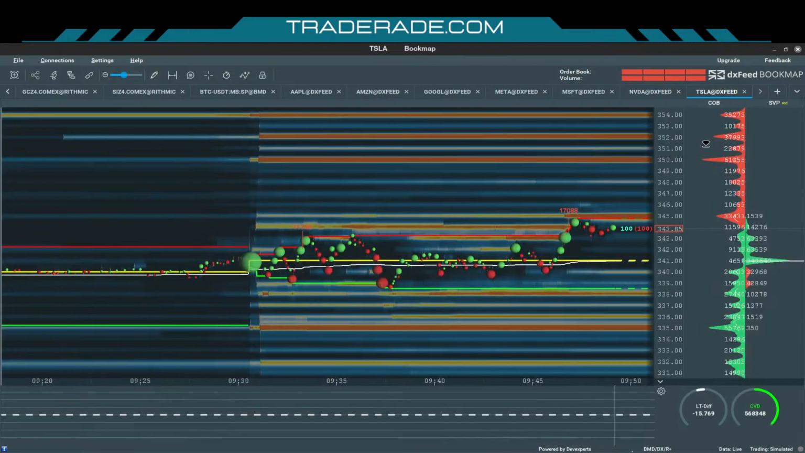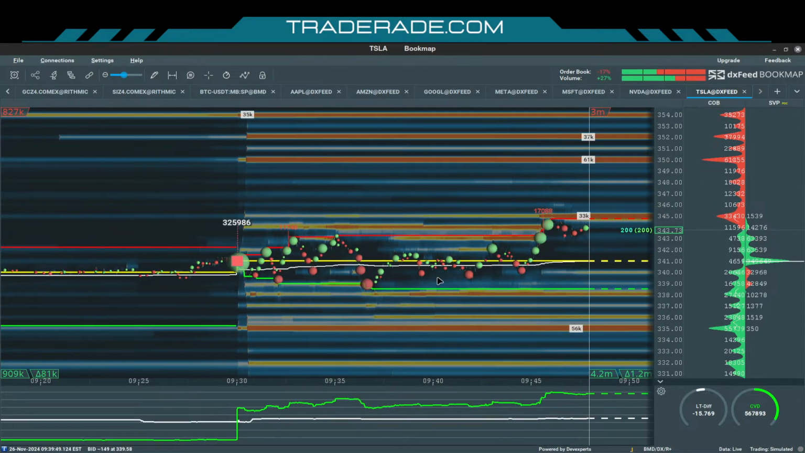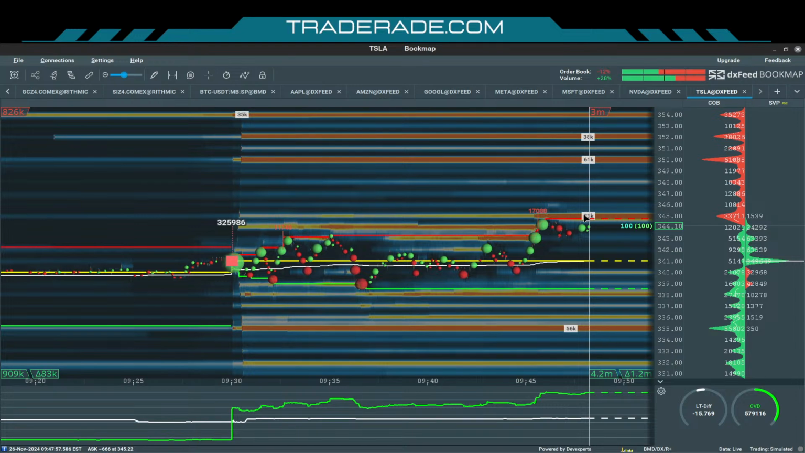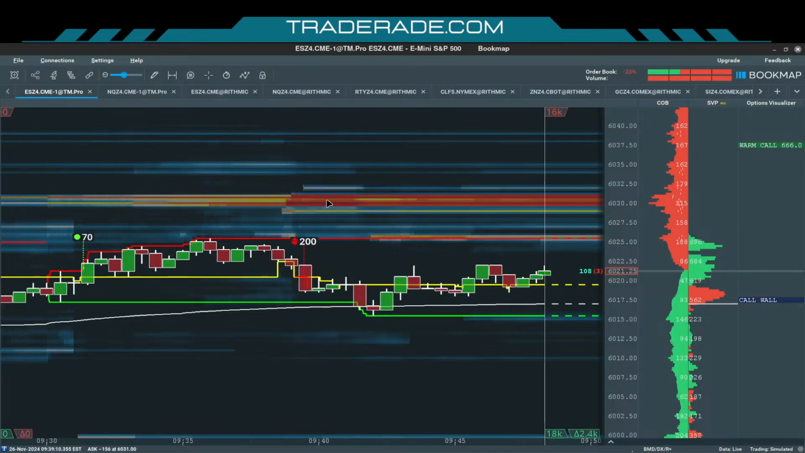And then finally, Tesla. Tesla also having a pretty good start to the day here, chewing through offers overhead. There's a decent sized one here at 345, 33,000 on offer. Initially rejecting there, but not by much. So this stock actually looks like it probably has the demand to make a push through there. We'll watch that as the session goes on here.